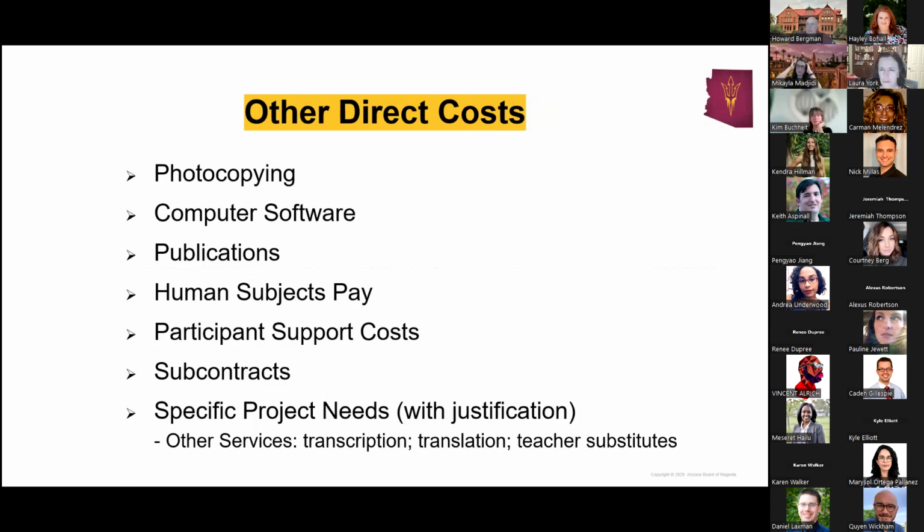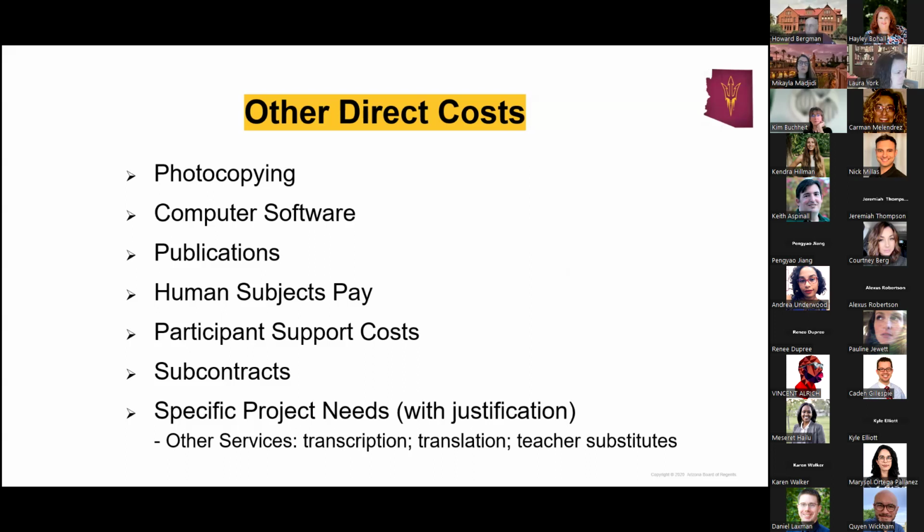Yep. So, other direct costs. What can be requested in a budget? Here's a list of what we usually would include. Almost anything that you need for your project is allowable. Remember, it has to be essential to the project and allocable. As Michaela said, those are important questions, important words. I try to include those as often as possible in my budget justification.